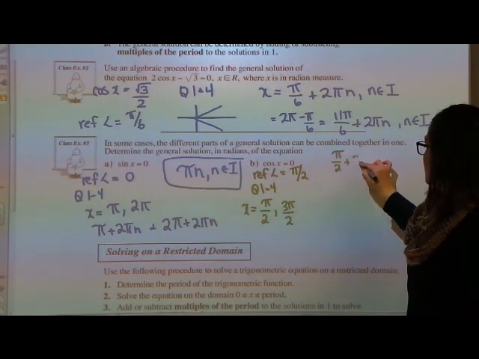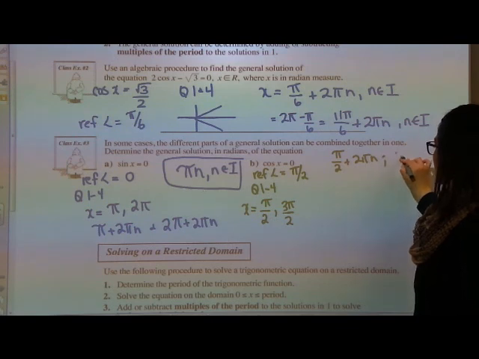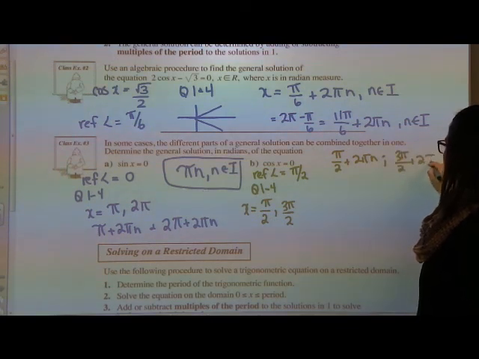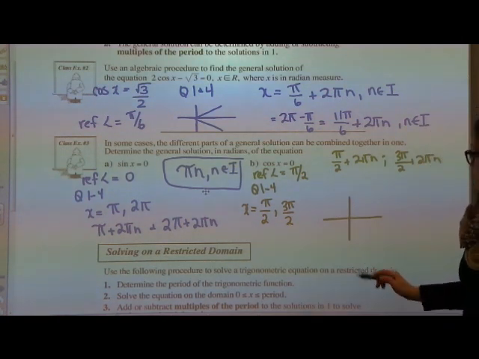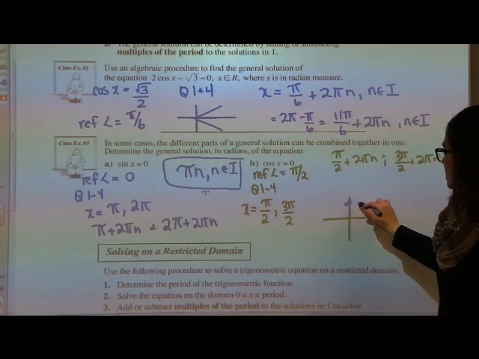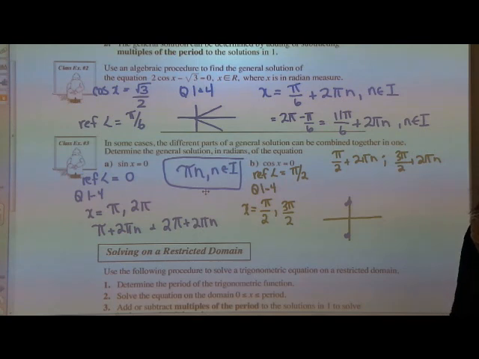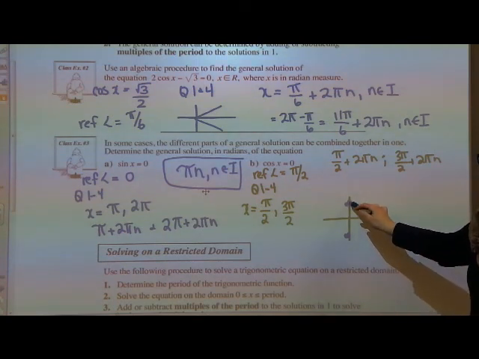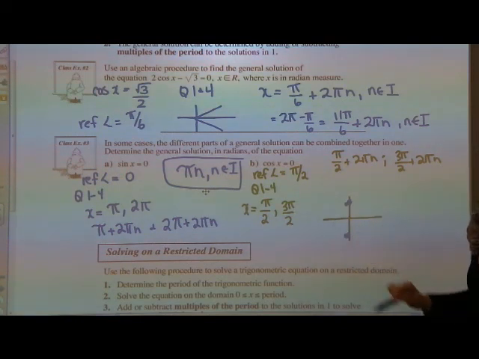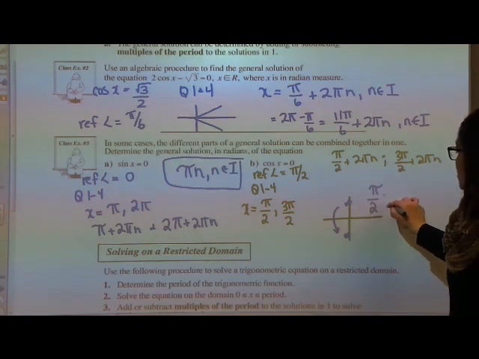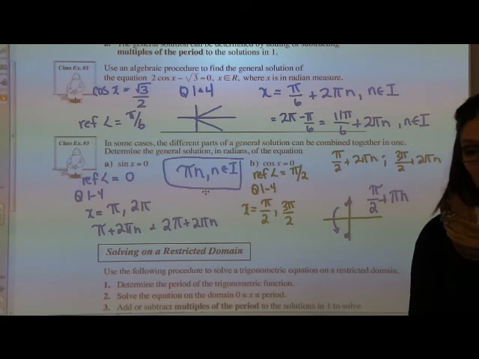If I start adding multiples of 2 pi, another way to picture this is if I looked on my coordinate grid. I have a solution here and a solution here. So if I start adding multiples of 2 pi, from this solution I go around and I go around and I go around, and the same thing with down here. But these two solutions only differ by how much? By pi. So I can start off at my pi over 2 and add multiples of pi again.